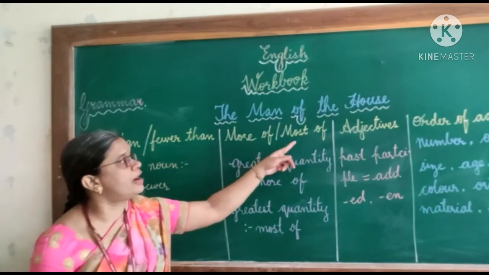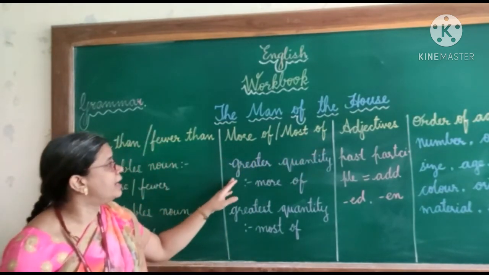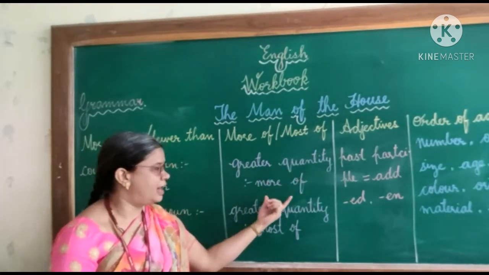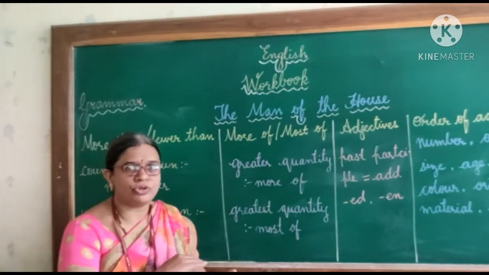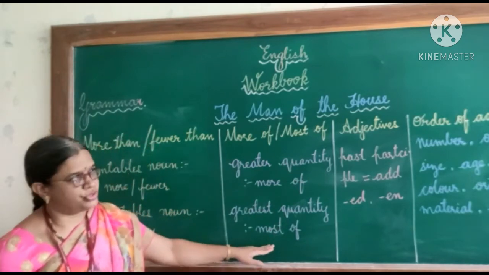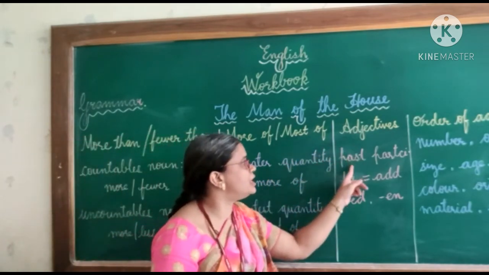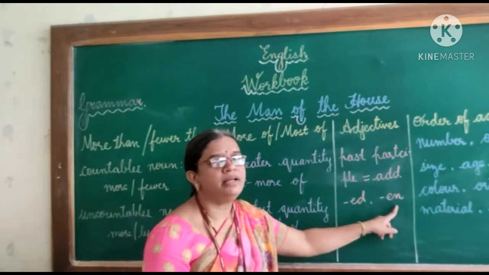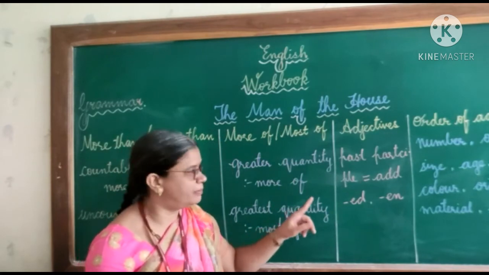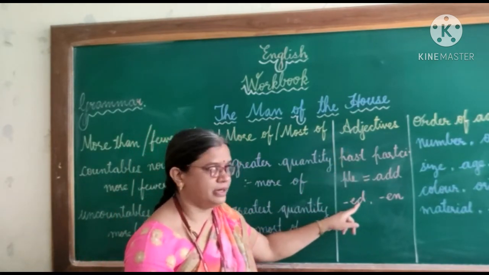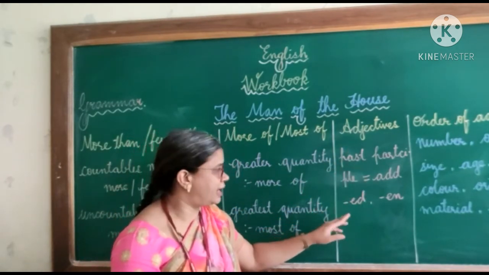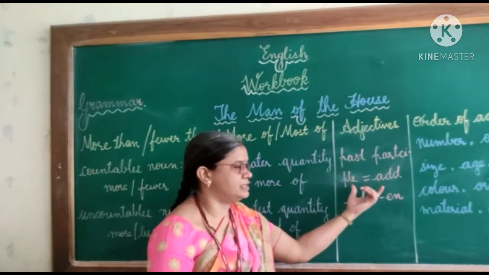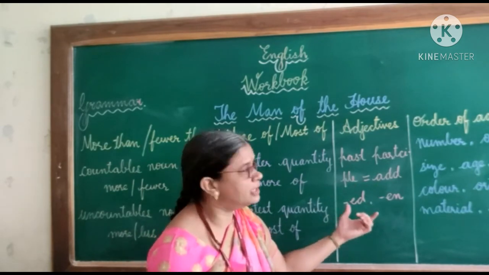Then more of and most of. If we are comparing a greater quantity of what we have taken, we use more of. And if you are taking the greatest quantity, almost all, then we use most of. Then adjectives used as past participle. When we add ed or en, the word will become the past participle. Like burned, burnt, then like that, broken, they will become past participle. That we have learned in the lesson.